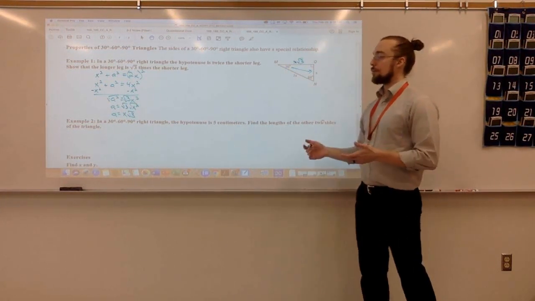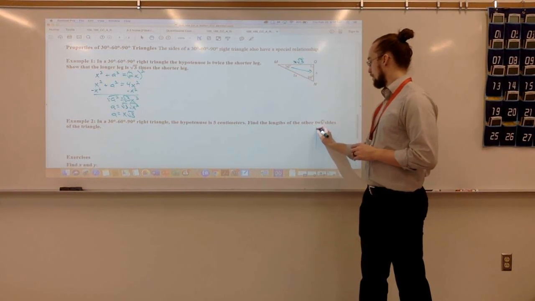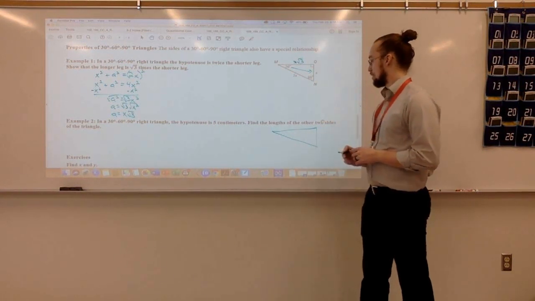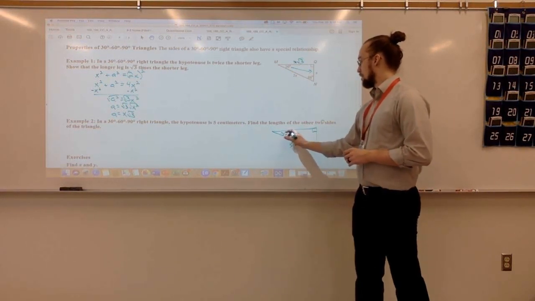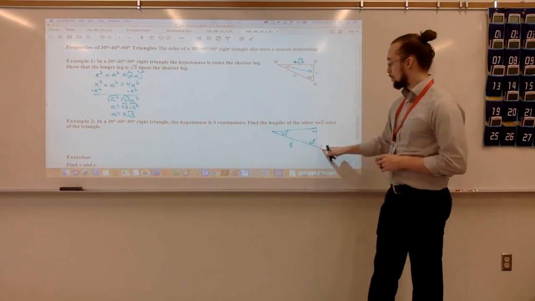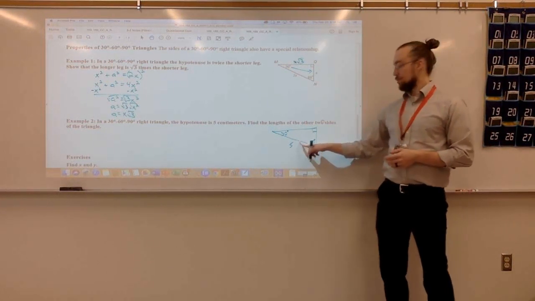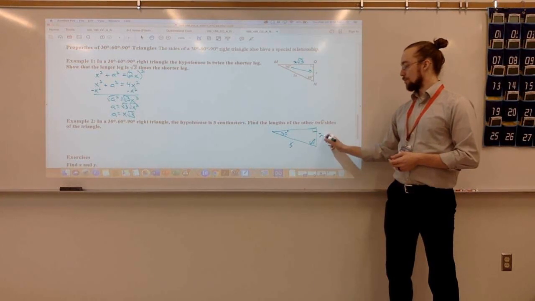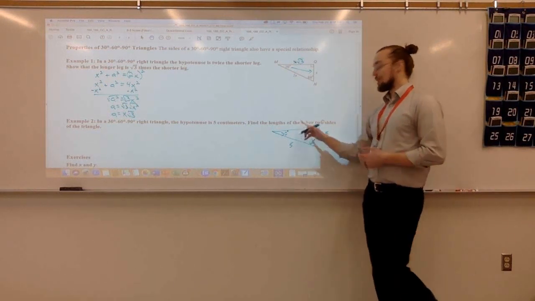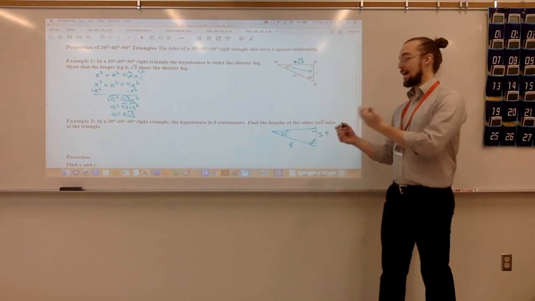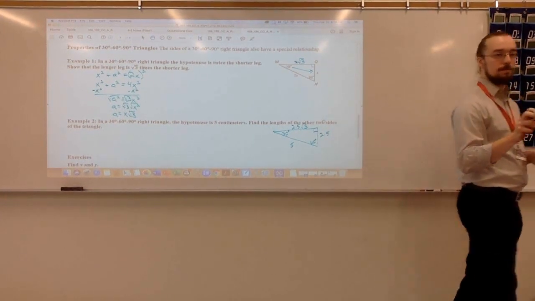So let's do an example here. In the second example, they tell us the hypotenuse is 5, and we want to find the other 2 legs. So draw our triangle, and we know the hypotenuse is 5. So I know that the shorter leg is exactly half the length of the hypotenuse. So if the hypotenuse is 5, the shorter leg would be 2.5. Then the longer leg is just the shorter leg times the square root of 3. So 2.5 times the square root of 3.